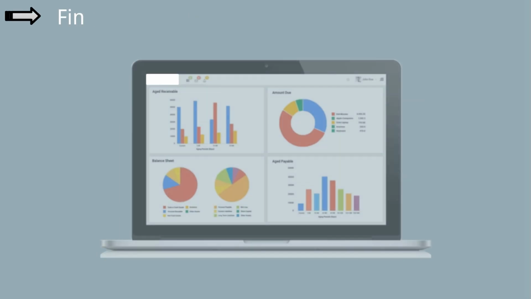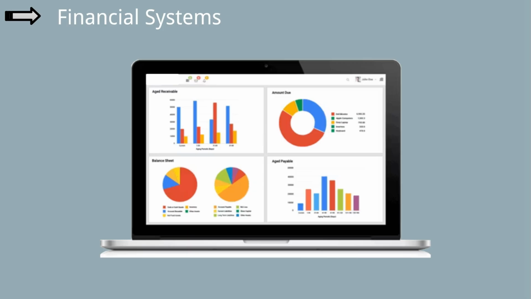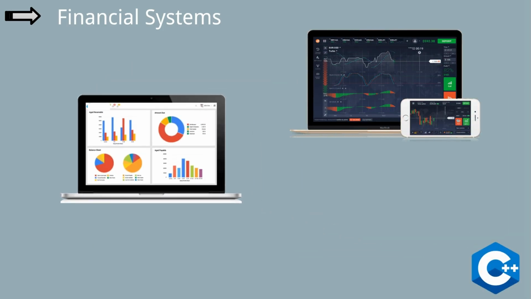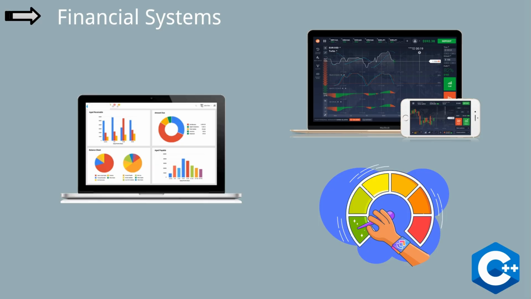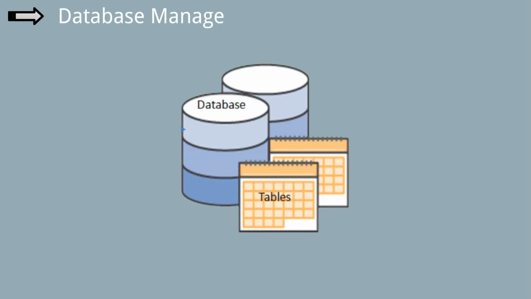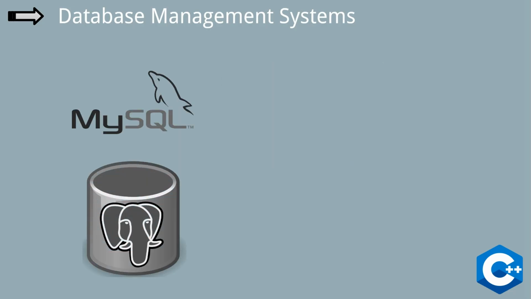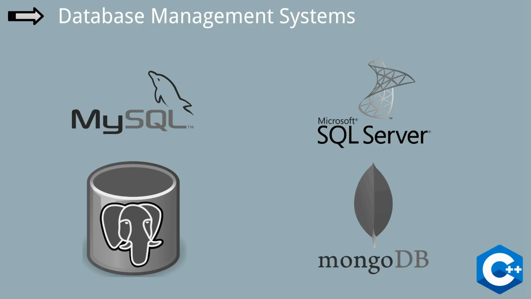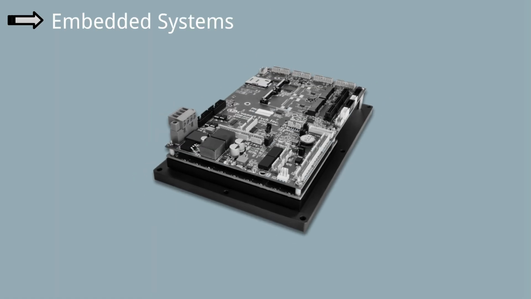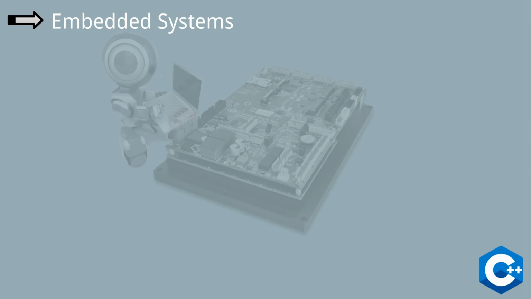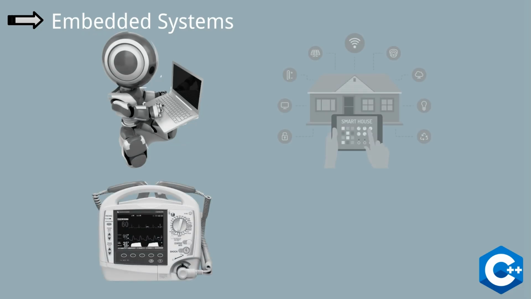Then there are financial systems that are built using C++. Some of them are trading systems and risk management software. Then there are database management systems that use the C++ language, and those examples are MySQL, PostgreSQL, and MongoDB. And then embedded systems are also built using C++, and those systems are automotive systems, medical devices, and smart home automation. All right, that's about C++.